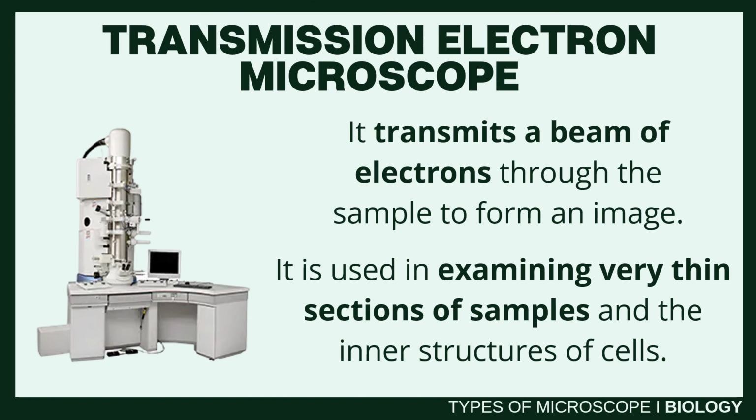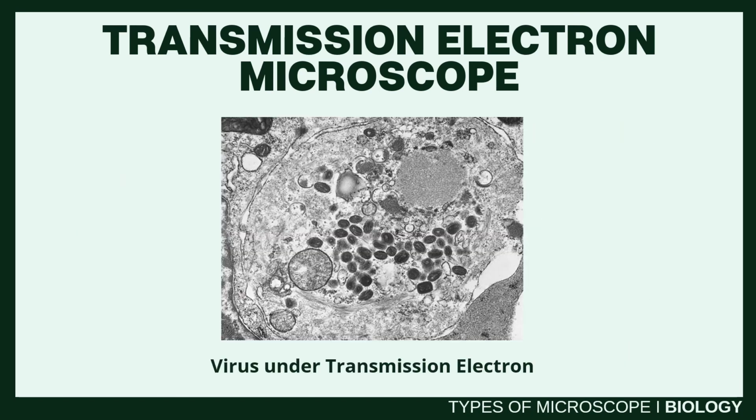The transmission electron microscope transmits a beam of electrons through the sample to form an image of the specimen, and it is essential for studying and examining very thin sections of samples and the inner structure of cells. This is an image of a sample specimen observed under a transmission electron microscope.